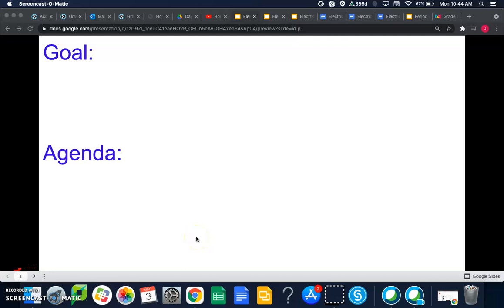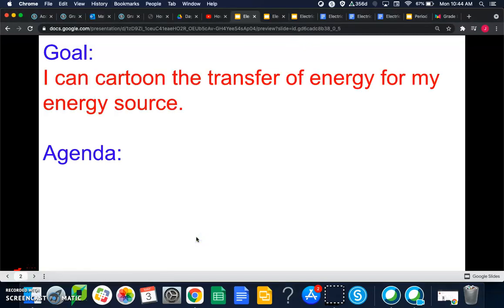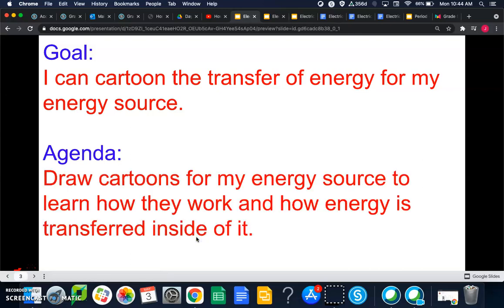Okay, so our goal for today is going to be to cartoon the transfer of energy for this energy source that you've been assigned. And this energy source is hydroelectric power. So the agenda, you're going to draw cartoons for hydroelectric power to learn how it works and then how energy is transferred inside a hydroelectric power plant.